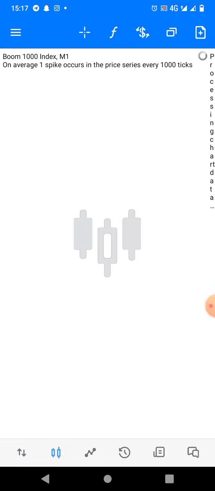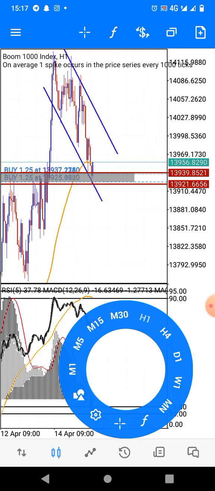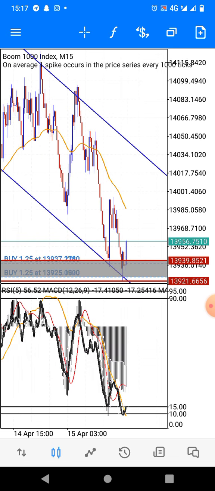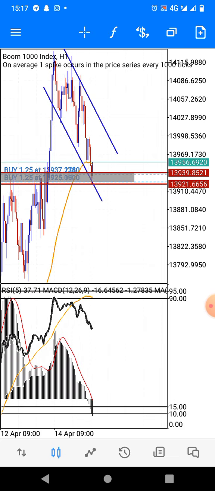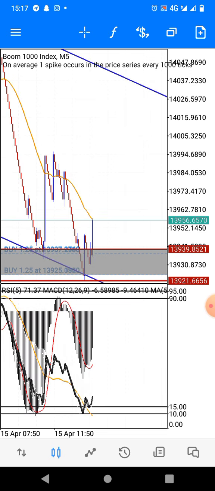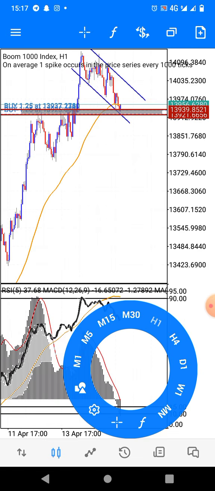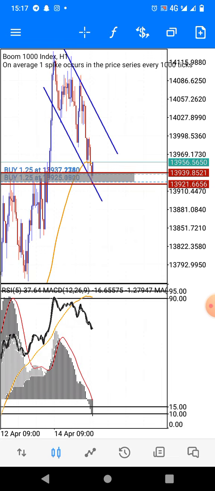So far, let's check Boom 1000 again. All right, so you see this, guys. I'm not kidding when I say it's going for a swing. That is a sniper entry, guys. You see that? There was no drawdown to that. So I'm actually killing the market using my sniper entry strategy with the price action I know.